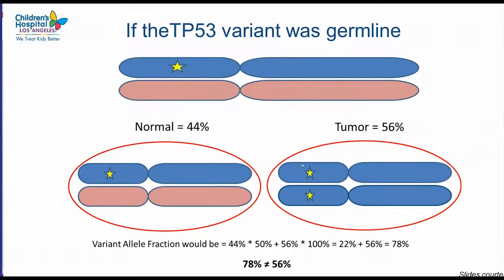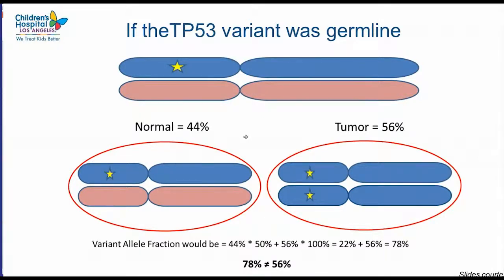However, if you assume that this TP53 mutation was germline, then in the clone that has LOH, you would see it in all the reads, so that would give you 56%, and then all normal cells would have it as heterozygous, which will give you an additional 22%. And so the total variant allele fraction would be estimated to be around 78%, much higher than what we actually saw at 57%.